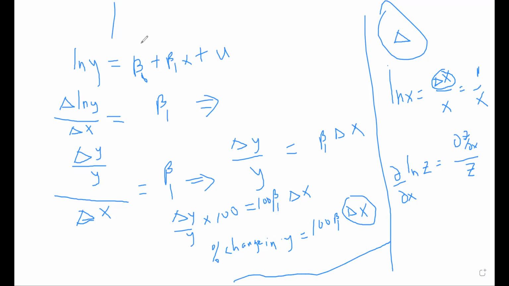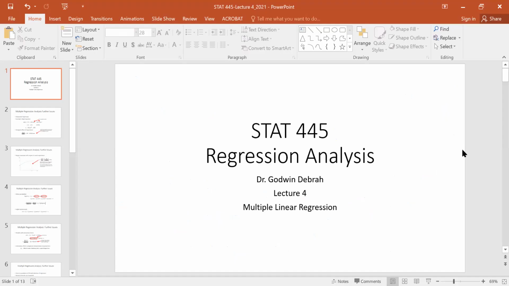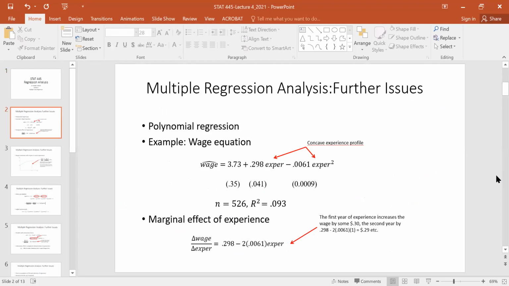Let me share the slides and then we proceed. Now, back to what I want to do for this section. We are talking about further issues with regression analysis. And here we will introduce polynomial regression.